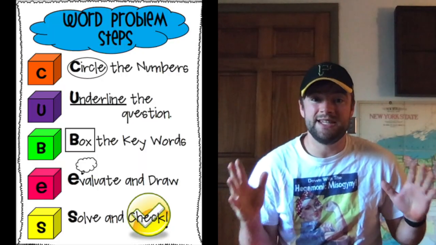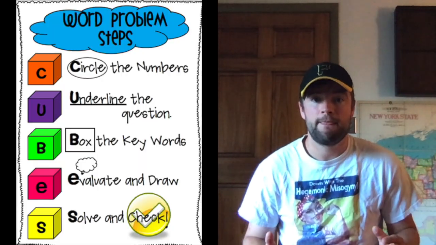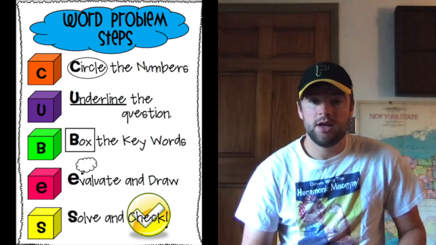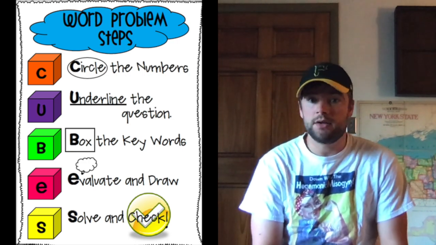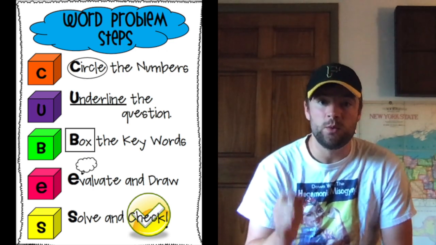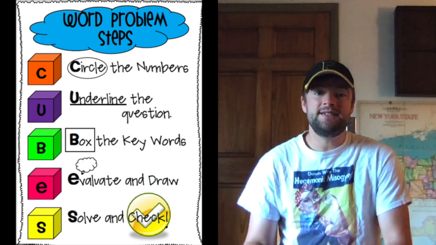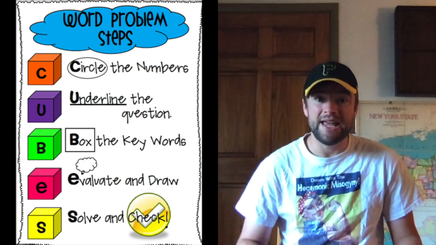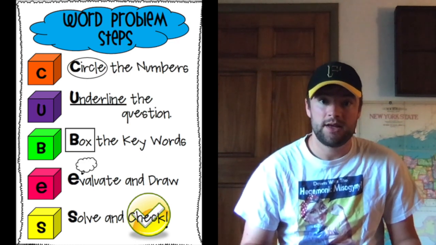Here's a quick refresher. C.U.B.E.S, C-U-B-E-S. The C stands for circling the numbers. The U stands for underlining the question. The B stands for boxing keywords. The E stands for evaluate and draw. And S stands for solve and check. We're going to go through each of those steps for the 4 problems. Let's see if we can get all these questions right.